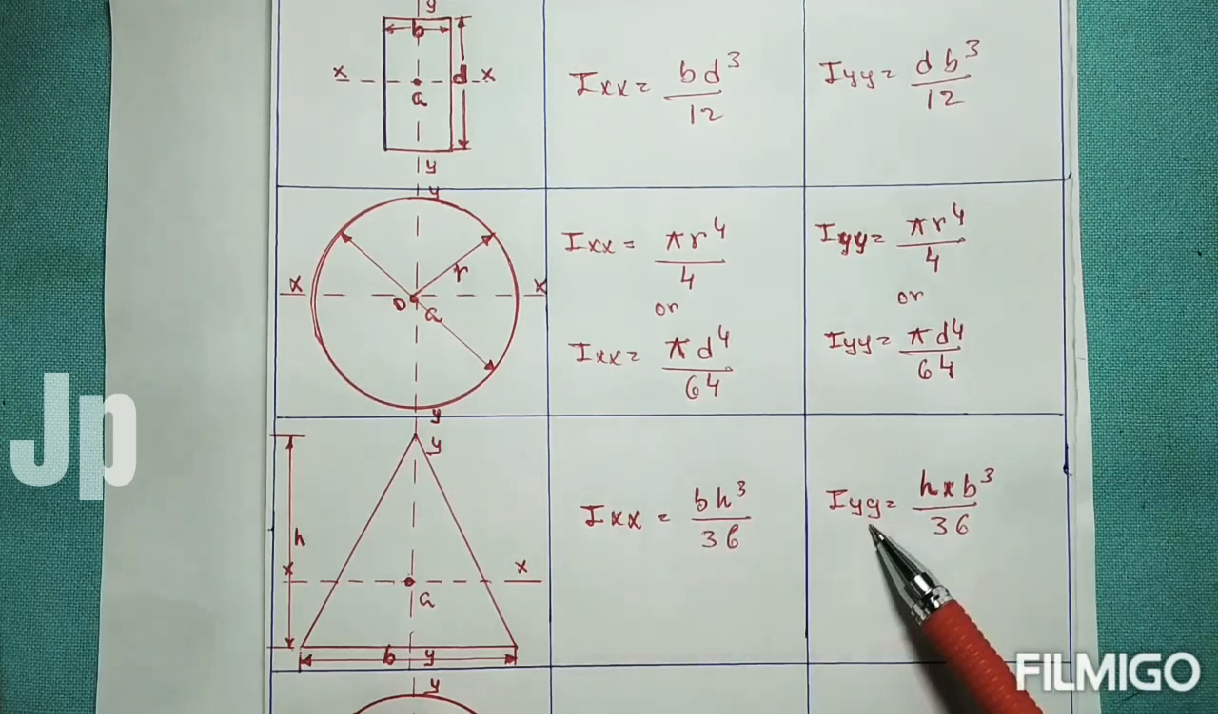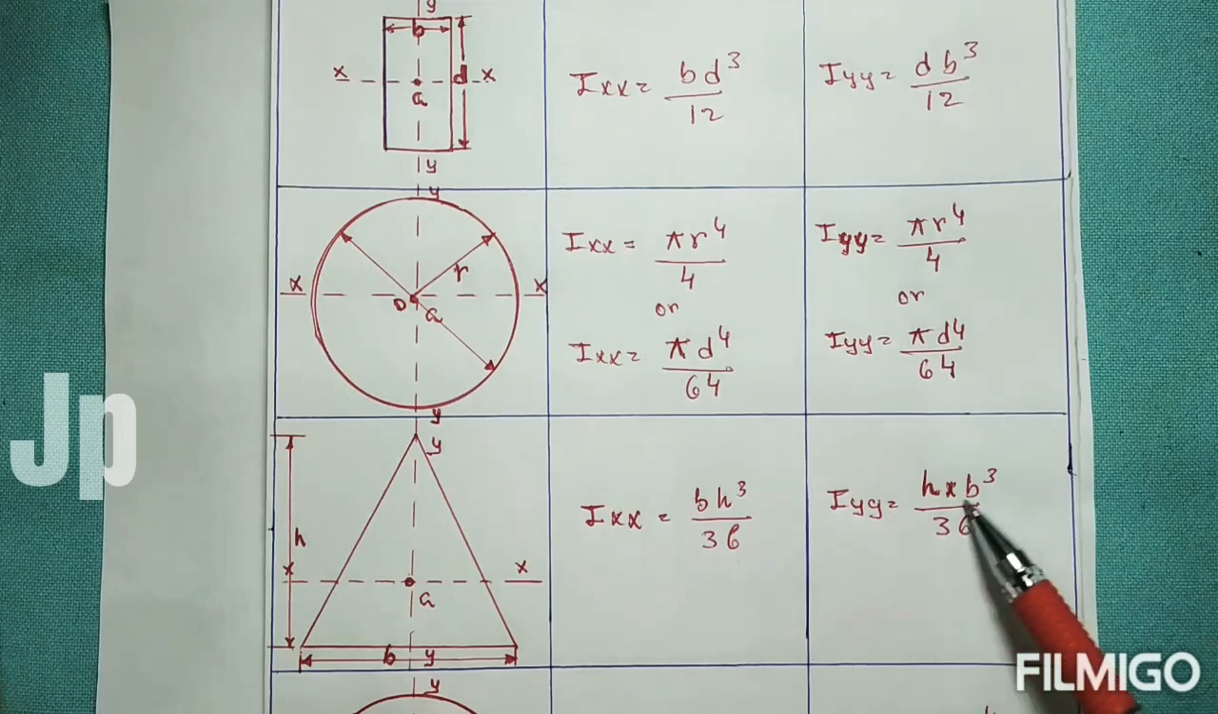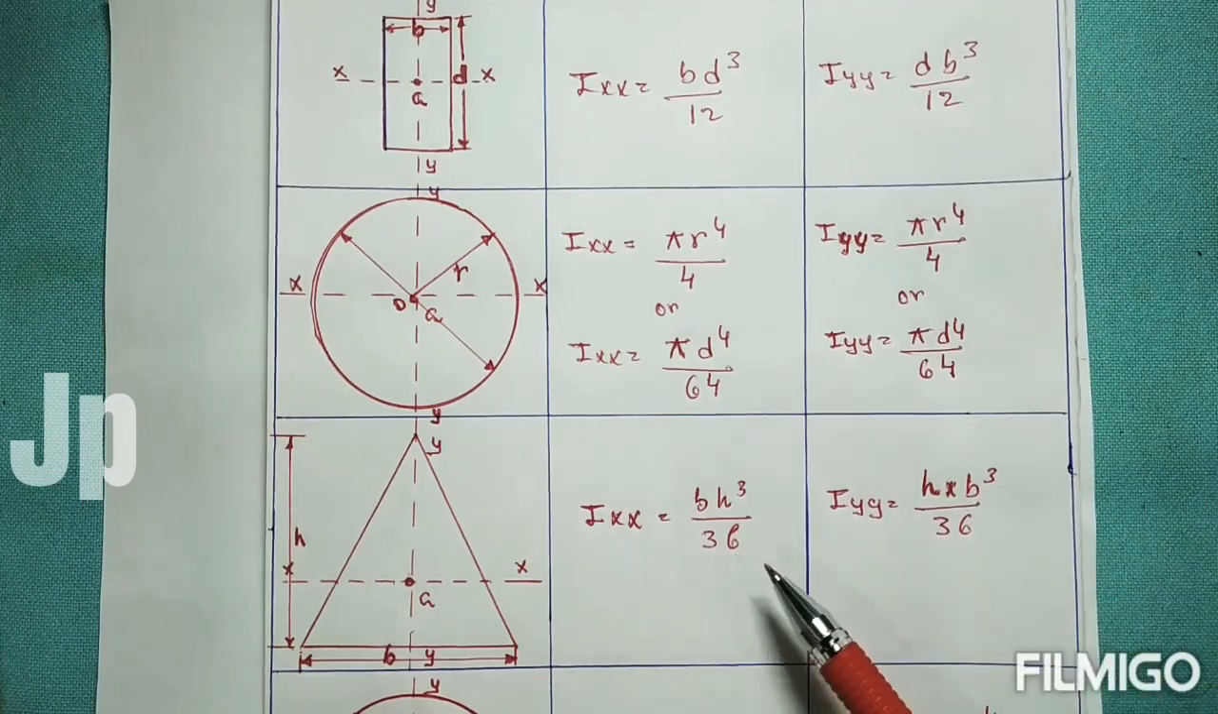Along the y-axis it will be the opposite of the x-axis, that will be h into b cube by 36.